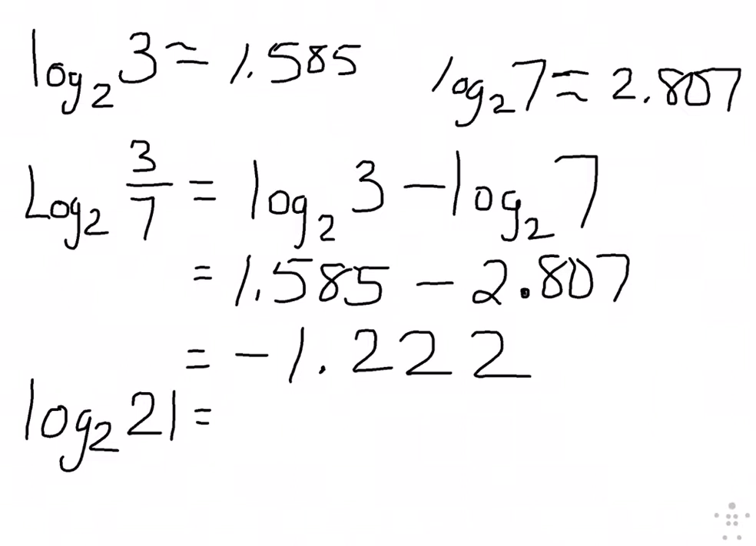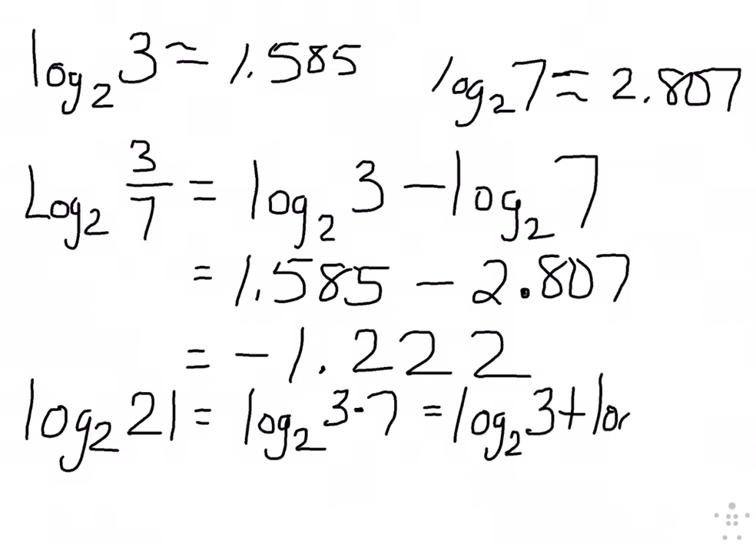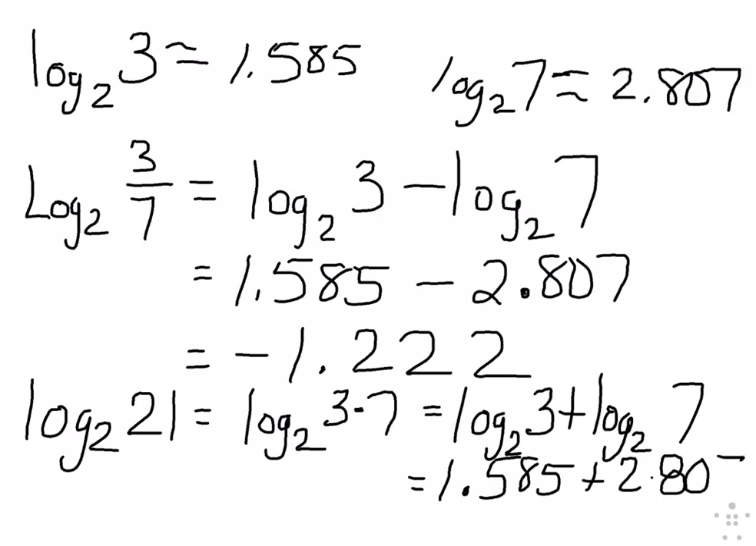So instead of having it as the number 21, what I'm going to do is write it as log base 2 of 3 times 7. And how is the multiplication expanded? What's multiplication the same as? Addition. Good. So I take the log base 2 of 3 plus the log base 2 of 7. Or in this case, 1.585 plus 2.807. And what's the final answer? 4.392.